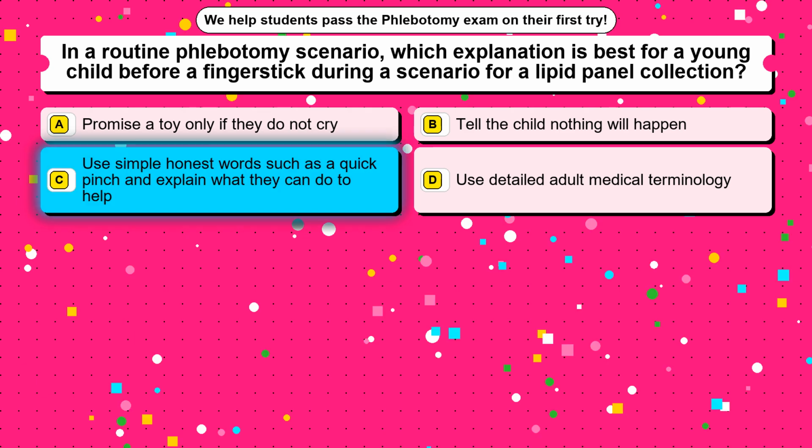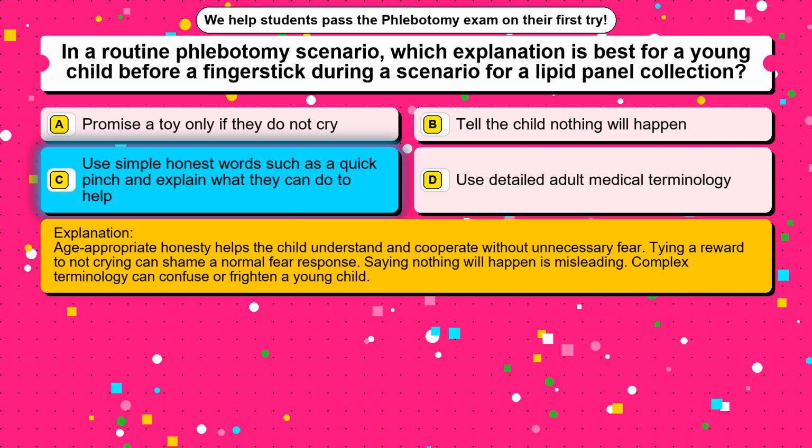The correct answer is option C. Use simple honest words such as a quick pinch and explain what they can do to help. Age-appropriate honesty helps the child understand and cooperate without unnecessary fear. Tying a reward to not crying can shame a normal fear response. Saying nothing will happen is misleading. Complex terminology can confuse or frighten a young child.